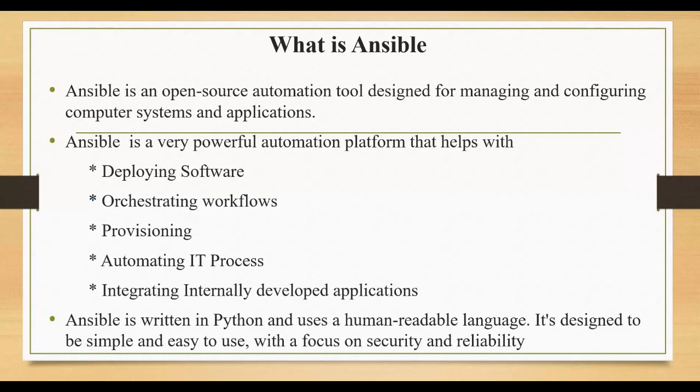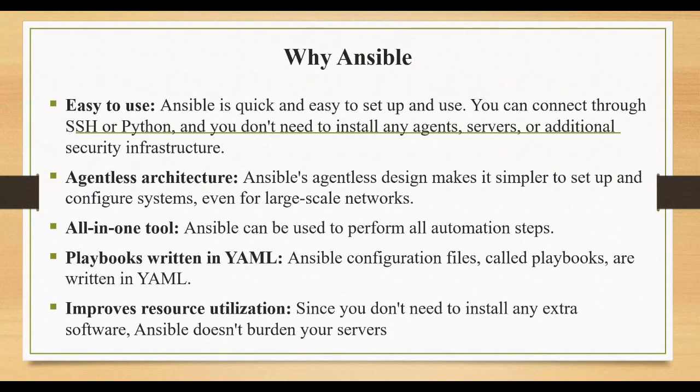Ansible also helps with deployment, like CI/CD pipelines, and it's a network automation tool. Provisioning means using EC2, S3, different AWS tools, VM creation, like this. Let's see why it's very important. Because it's easy to use, has an agentless architecture, is an all-in-one tool, and playbooks are written in YAML and improve resource utilization.